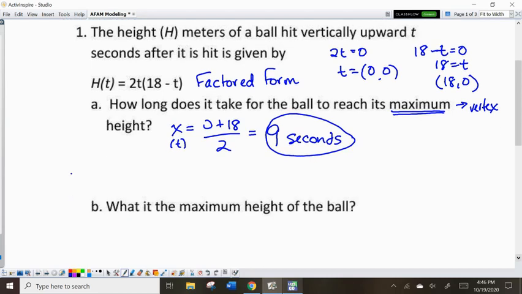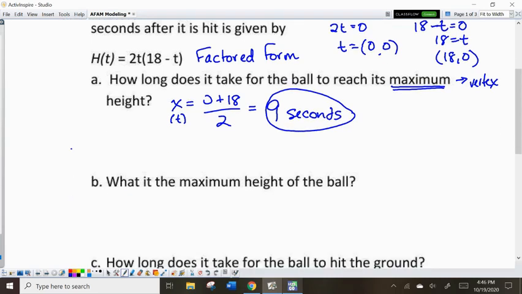The second part of the vertex, the y or h coordinate in our case, would be the maximum height of the ball. Once we know that x value, we simply plug it back into our quadratic equation. You can plug it right there into its factored form. Every t was replaced with 9 seconds. And this will tell us the height at 9 seconds, which will be its maximum height.